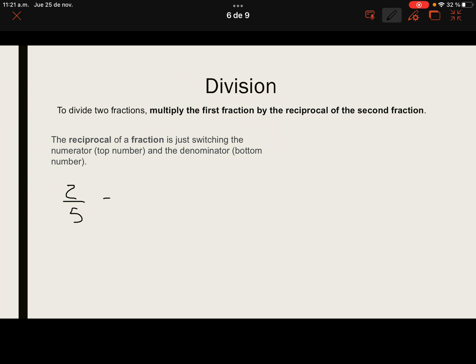2/5 divided by 3/4. Okay, the first number must stay exactly the same, 2/5. Now let's transform the division into a multiplication, and let's find the reciprocal of the second fraction, 3/4.